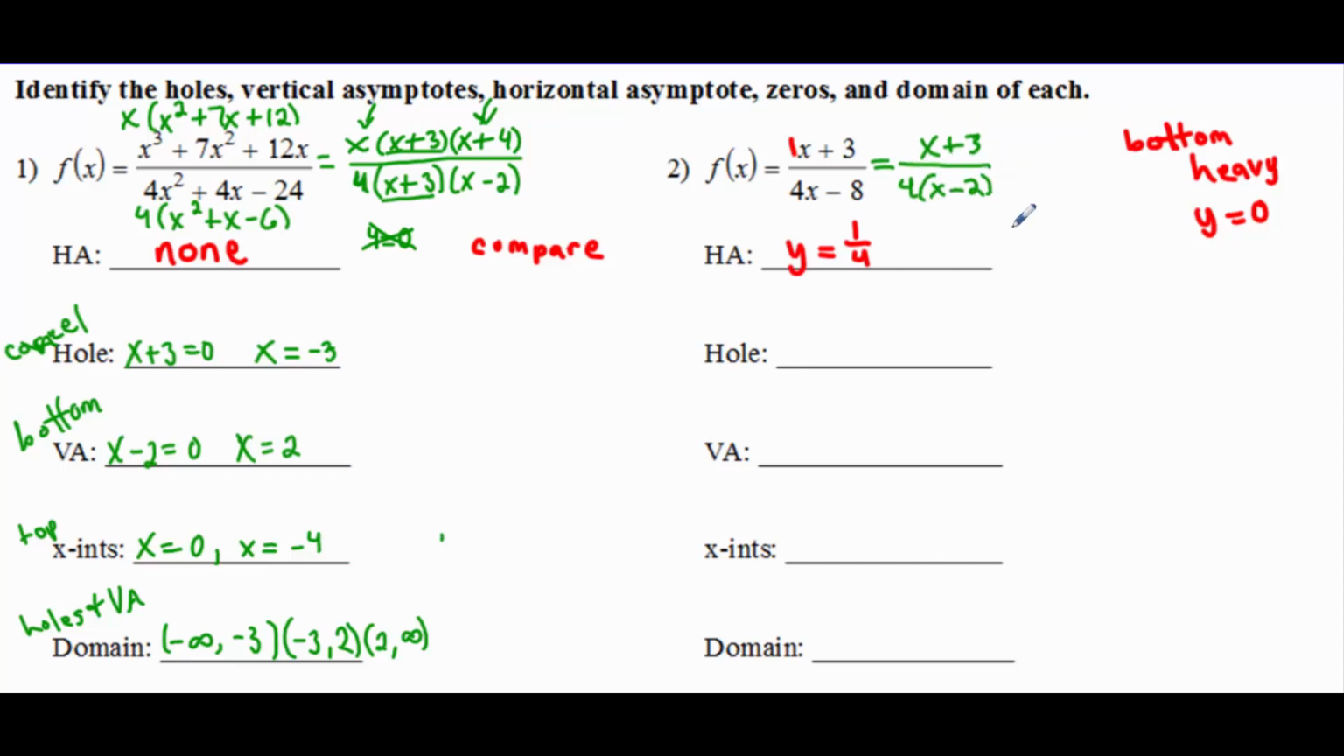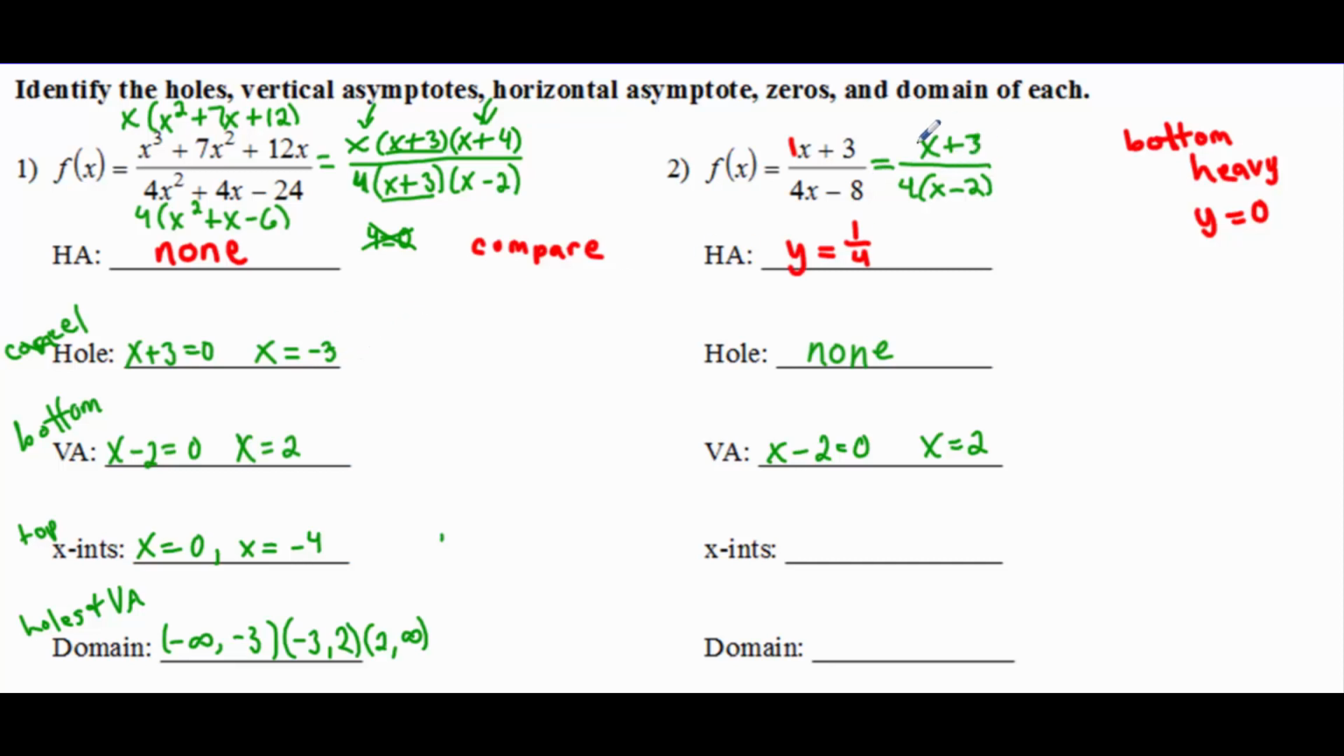because nothing cancels, and because we can solve 4x minus 8 equals 0 if we want to. Since nothing cancels, there are no holes. The vertical asymptote comes from where the bottom equals 0. We could do that with 4x minus 8, or with x minus 2, and both of those, when you set equal to 0 and solve, should give you x equals positive 2. The 4 on the outside doesn't give us another vertical asymptote because there's not an x with it.